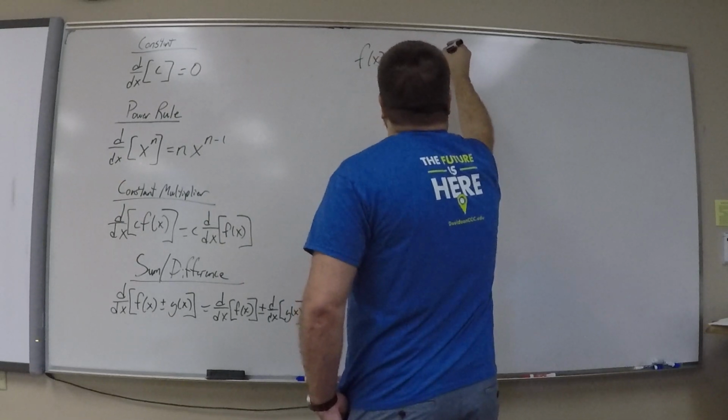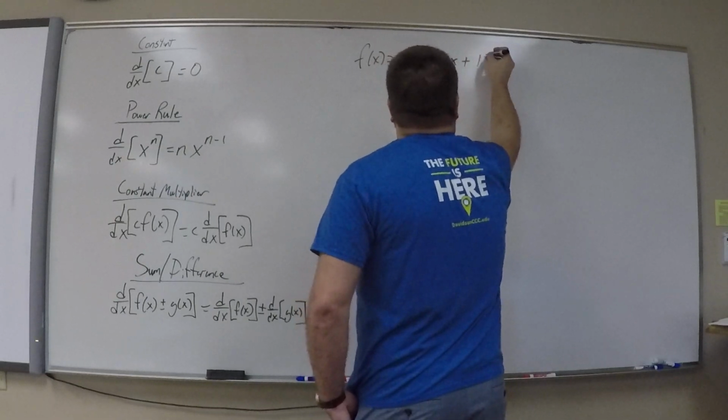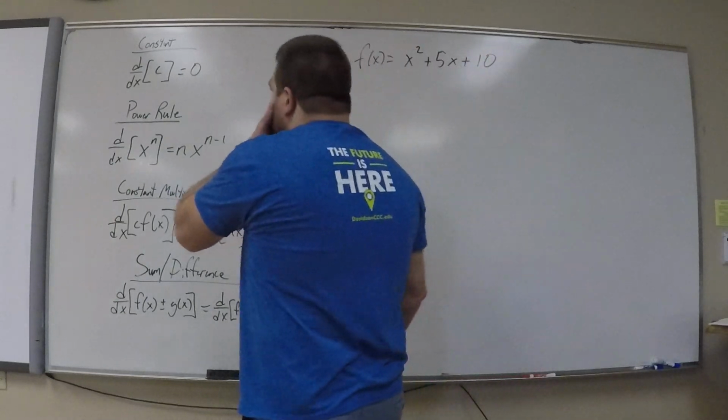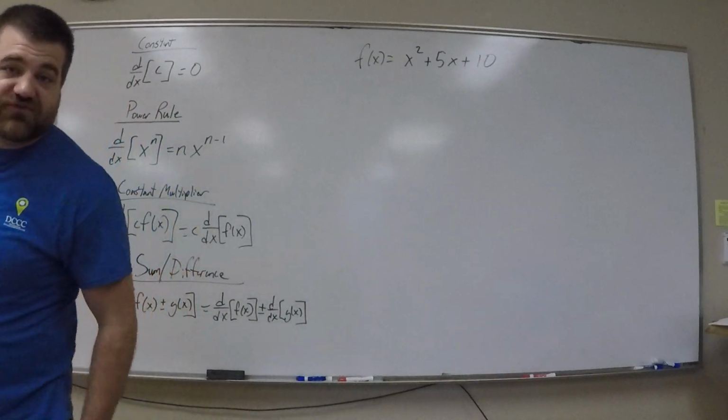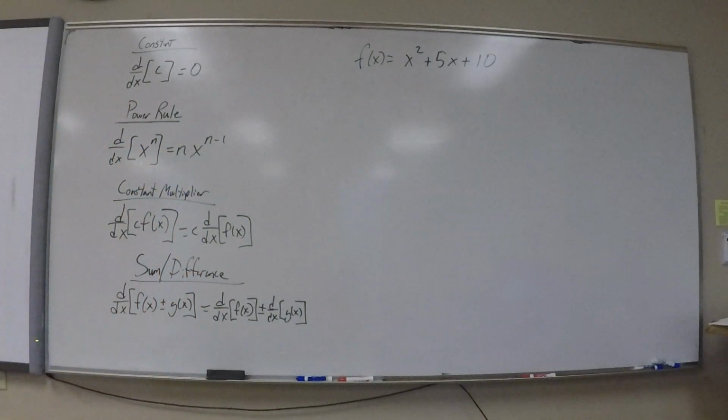Let's just take our good old favorite quadratics. I'm going to jump into doing a full example. So I have the function f(x) equals x squared plus 5x plus 10. Take a second, pause, and see what you can get out, what the derivative function might be using these rules, and then we'll come back to it.